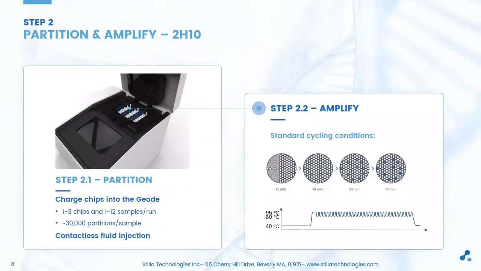Once loaded and sealed, up to 3 sapphire chips, so up to 12 samples, can be placed in the first instrument, the NICA geode, which will perform both the partitioning and the PCR cycling by generating the emulsion and then heating and cooling the droplet crystals following the PCR program defined by the user.